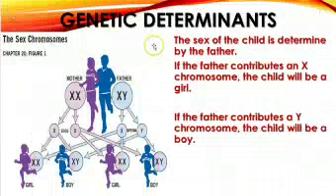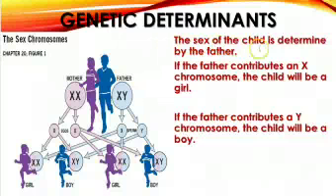Now, who determines the sex of the child? Well, the sex of the child is determined by the father. If the father contributes an X chromosome, the child will be a girl. And if the father contributes a Y chromosome, the child will be a boy. There are 46 chromosomes total, 23 pairs, and the child is given one chromosome from each of its parents.